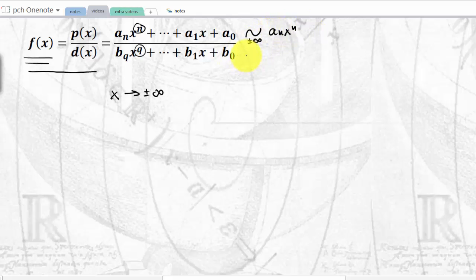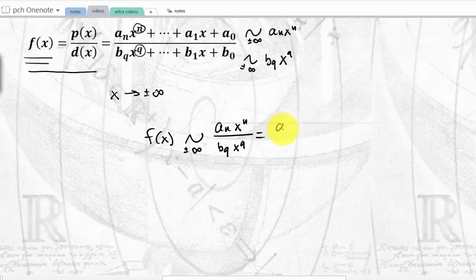We know what's going on at the bottom. The polynomial at the denominator is equivalent to bq xq. We've already seen that when we looked at polynomials. Therefore, the rational function f of x is going to be equivalent to an xn over bq xq. Let me rewrite that as an over bq times xn over xq. And this is what we need to study.